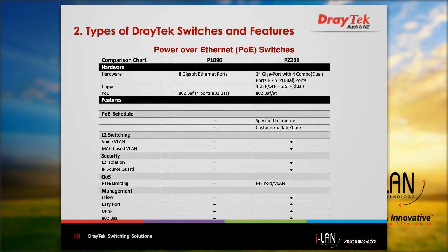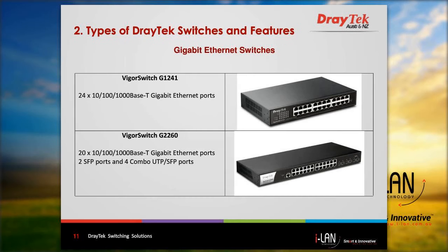So I'll go to the next slide, and here we've got a comparison chart showing the differences between the two PoE switches. So you'll notice that the P1090 has fewer features than the P2261, and it's a lower cost option for small installations. So it's only just part of the table there. You see the P1090 is just a very basic PoE switch, which is probably okay for most installations anyway. And I'll just go to the next slide.